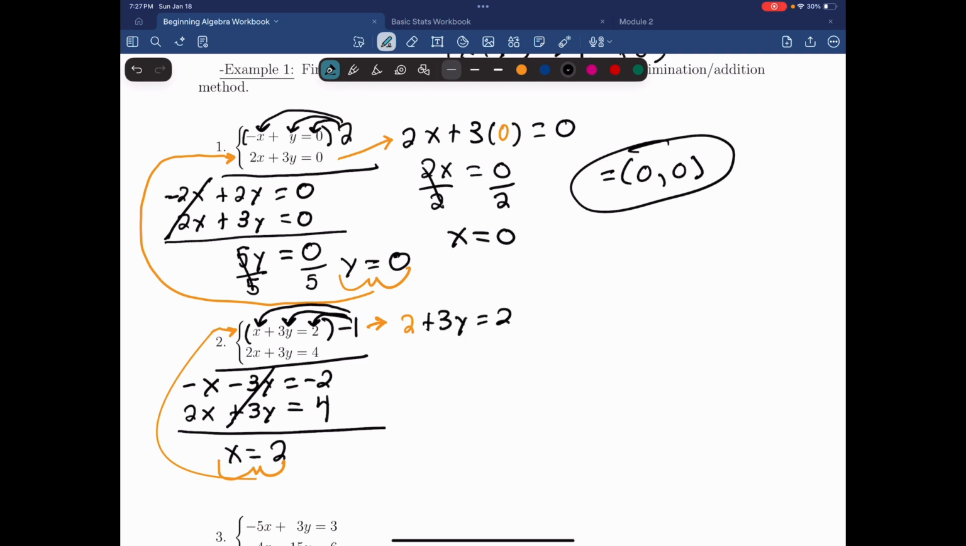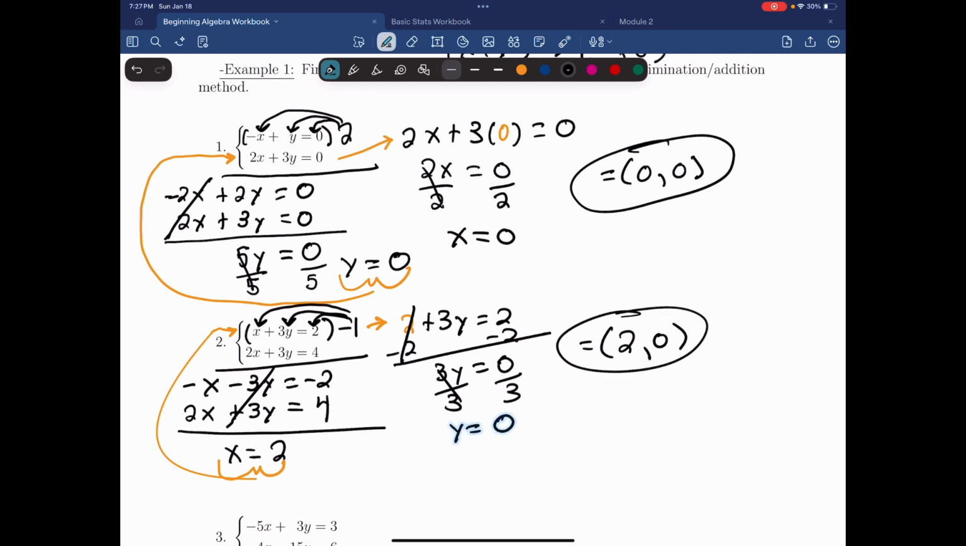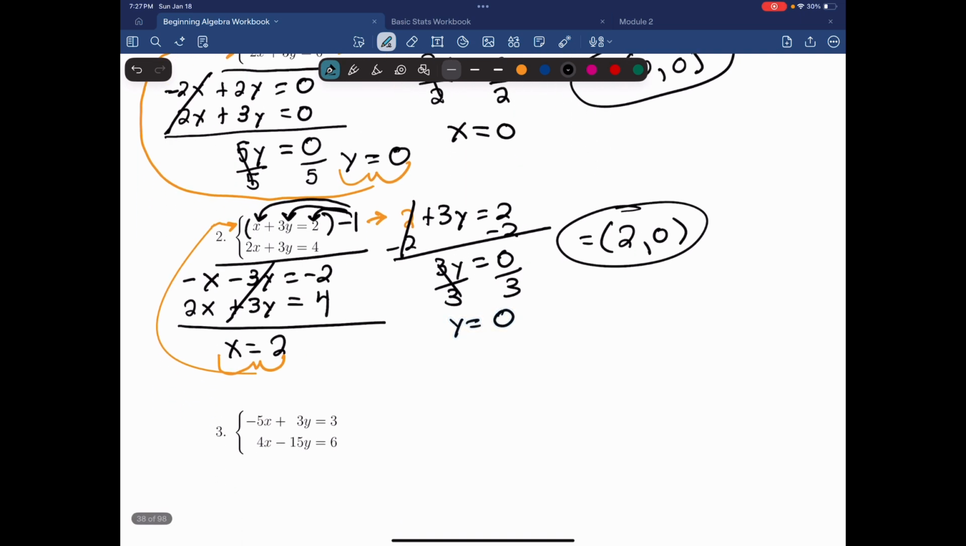Now, to solve for y, I'm going to subtract 2 on both sides. So these 2's cancel, and you get 3y equals 2 minus 2, well, that's 0. And then to solve for y, I'm going to divide by 3 on both sides. And we get y equals 0. And our final answer is 2, because that's our x-coordinate, or the x part of our coordinate. So we get 2, and y is 0, so (2, 0). And that's your solution to the system of equations.